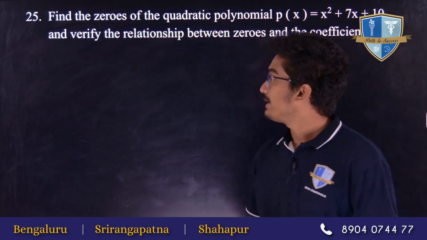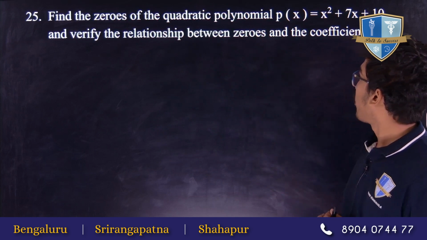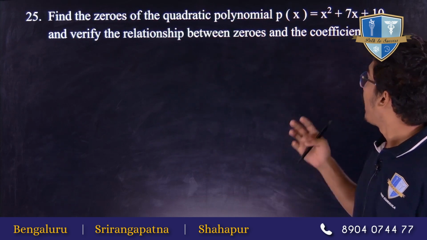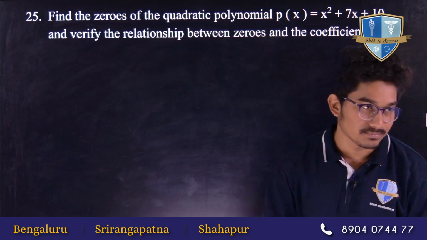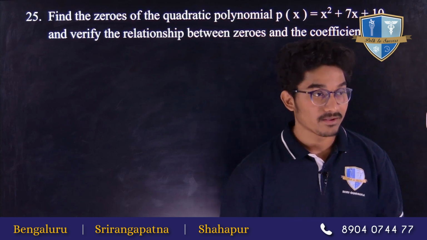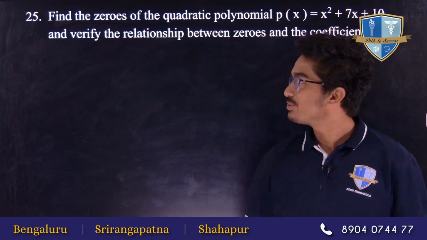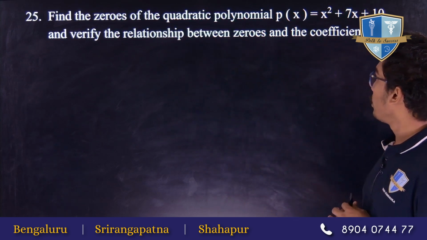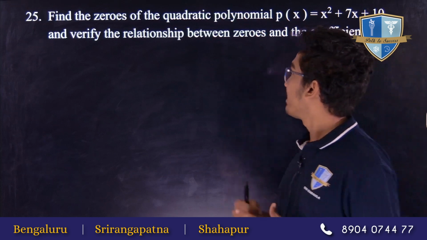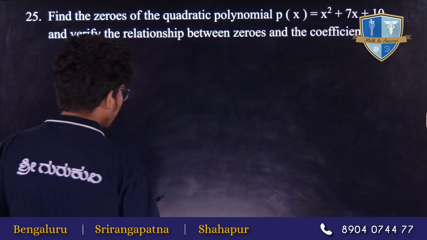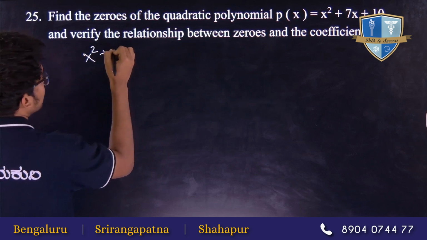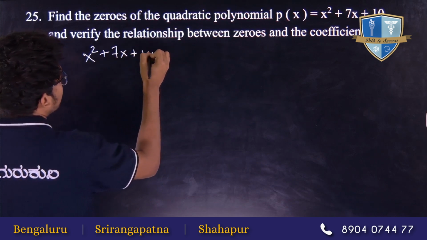So our next question is, find the zeros of the quadratic polynomial p of x is equals to x square plus 7x plus 10 is equals to 0, and verify the relation between zeros and the coefficients. So the quadratic equation we have is x square plus 7x plus 10 is equals to 0.